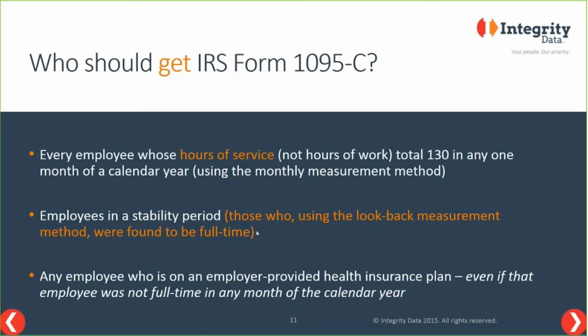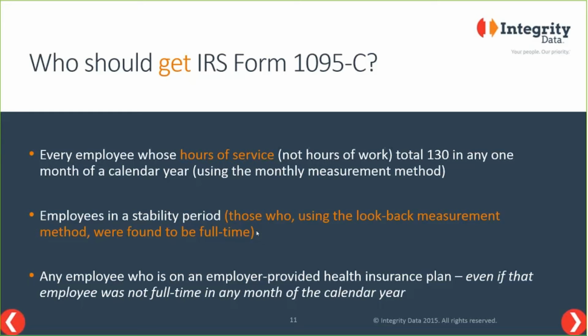The look-back measurement method is a little bit different. It gives you the ability to look back over a longer period of time, typically we like to use 1 year, to determine if that employee averaged more than 130 hours in that given period. And if they did average more than 130 hours per month within that period, then you would need to extend an offer to that employee for them to have insurance. If that employee did not average more than 130 hours per month in that given measurement period or look-back period, then you would not need to offer that coverage until you measure those employees again.